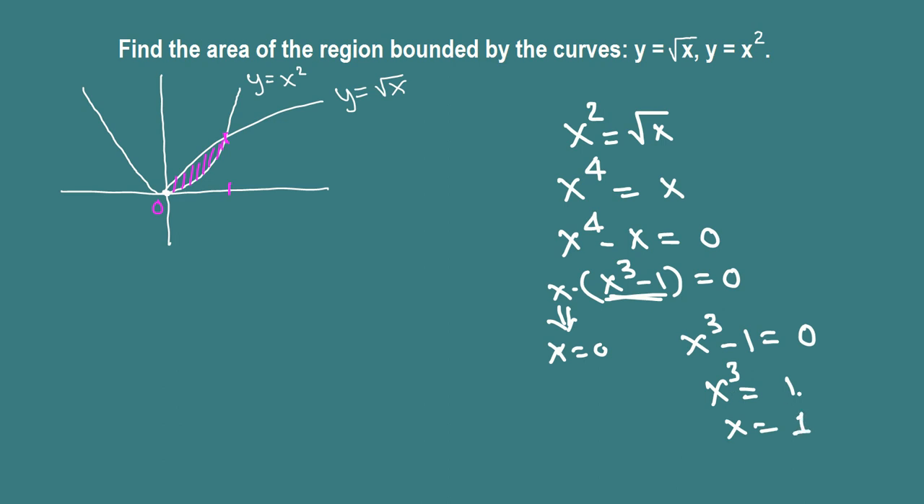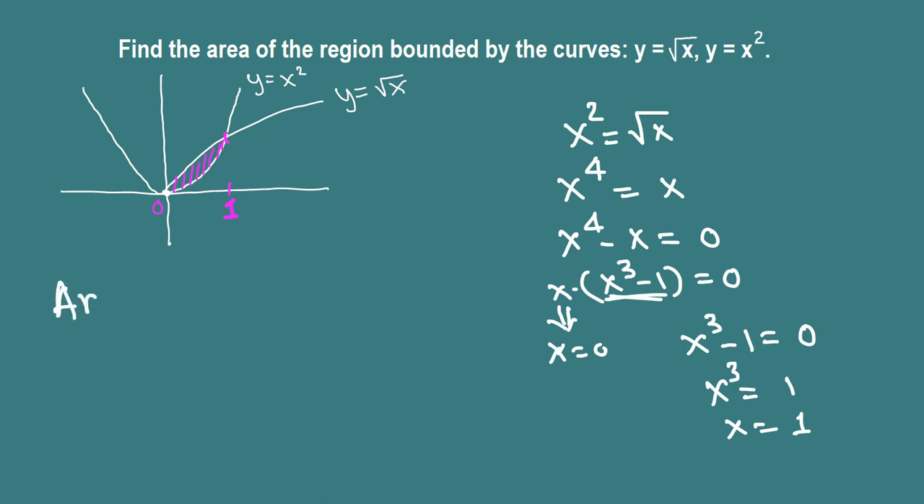In fact, there are 3 roots. The other 2 roots are complex roots. We don't worry about that. So x equals 1, so this is x equals 1. You could have looked at the graphs and found this is 1. Then what is this area?